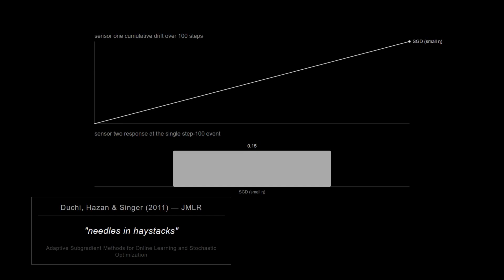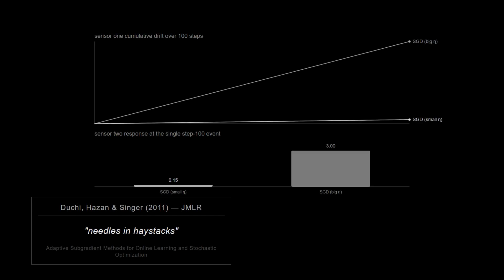Here is the proof, in real numbers, over 100 steps. Sensor 1 fires every single step, gradient 1. Sensor 2 fires exactly once, at step 100, gradient 3. Tune plain gradient descent with a small step size, small enough to keep sensor 1 stable. Sensor 1 moves a controlled 5 units total, but sensor 2's one critical event moves it only 0.15 of a unit, basically ignored. Tune that same step size larger, big enough for sensor 2's event to register as 3 full units, and now sensor 1, hit by that same size every single step, drifts by 100 units instead.